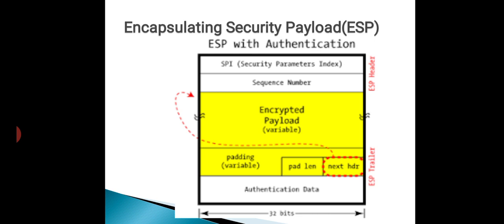And the next header, that is next HDR. HDR is header. It defines the type of encapsulated data in the payload. And the next point is authentication data. It is a variable length field that contains the authentication data, called the integrity check value for the datagram.